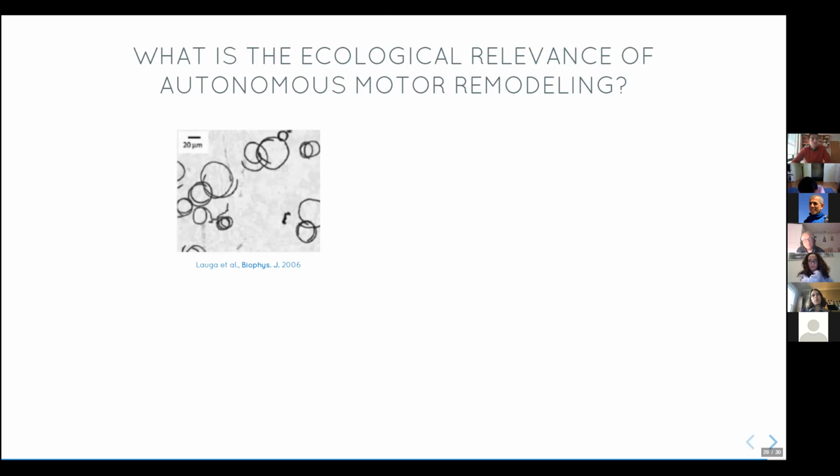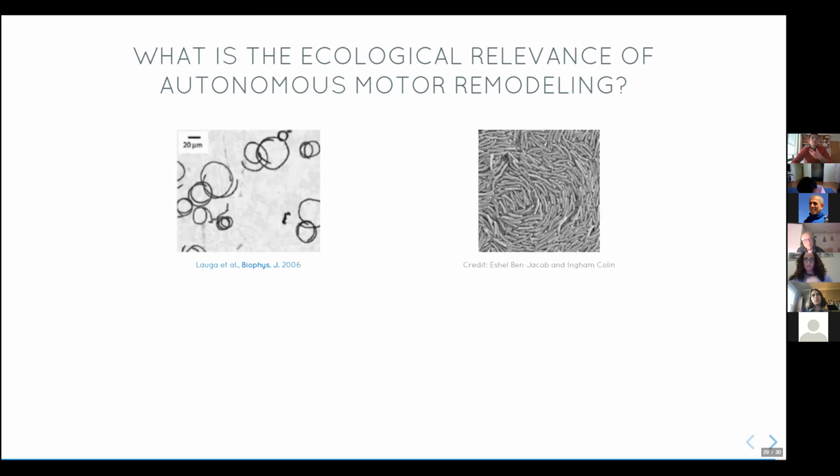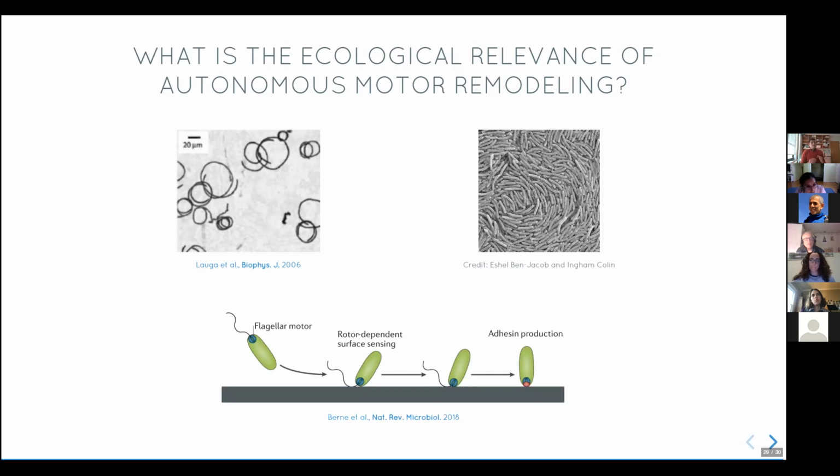And another situation, again close to surfaces, where this would be relevant is during bacterial swarming, where bacteria accumulate on top of surfaces at very high cell density in very crowded environments. And you can imagine that this can also lead to a dramatic increase in the load experienced by the flagella of these motors.